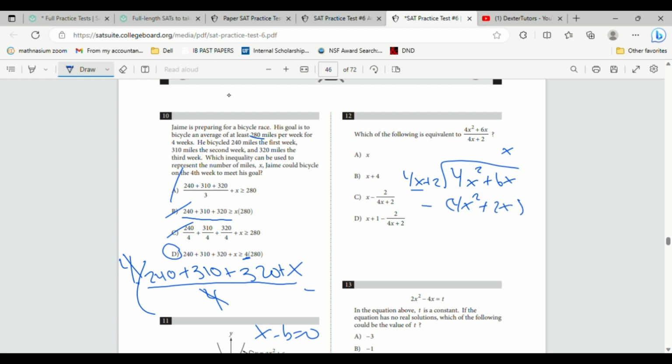Subtract. We get 4x. How many times can 4x go into 4x? Well, that's 1 time. And now we don't have to even finish this because A, B, and C don't have x plus 1, leaving 12 to be D.